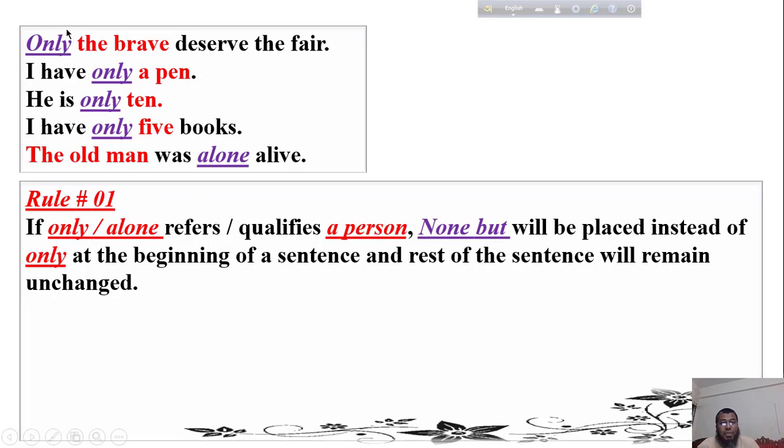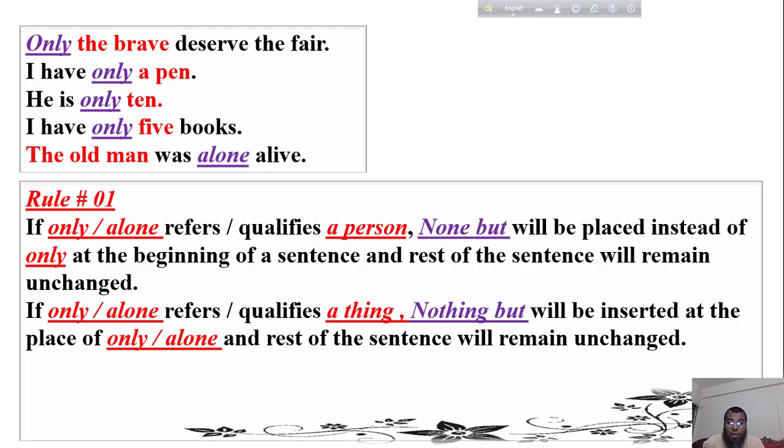অর্থাৎ যদি কোনো সেন্টেন্সে অনলি থাকে এবং সে অনলি দ্বারা যদি কোনো ব্যক্তিকে নির্দেশ করে, তাহলে আমরা অনলি এর পরিবর্তে ওই সেন্টেন্সের শুরুতেই নান বাট লিখব। এছাড়া ওই সেন্টেন্সের আর কোনো পরিবর্তন হবে না। তোমরা কি বুঝতে পেরেছো? আমি আবার বলছি, if only or alone refers to or qualifies a person, then we can use none but at the very beginning of the sentence instead of only. তাহলে আমরা ওই সেন্টেন্সের শুরুতেই none but লিখব, কার পরিবর্তে? only এর পরিবর্তে, and the rest of the sentence will remain unchanged, এবং ওই সেন্টেন্সের বাদবাকি অংশ কোনো পরিবর্তন হবে না। Fine.